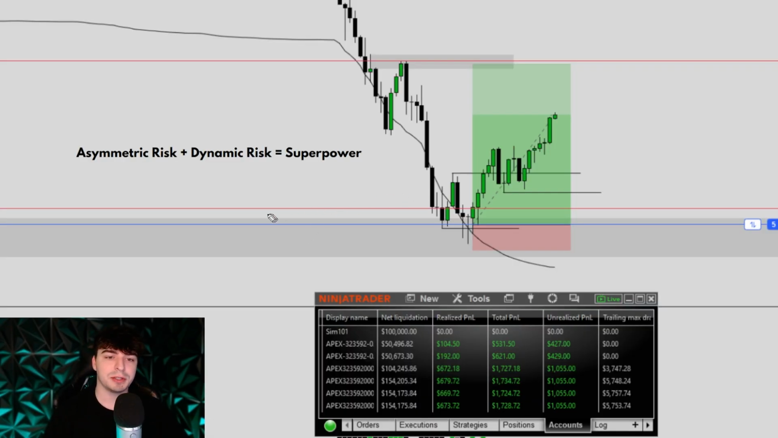So what does good risk management actually look like? Well, for me, what I've learned over the years, especially more recently, is that the key is 2 things: asymmetric risk to reward and dynamic risk, okay? This will be your superpower. Now, what does this actually look like, okay?